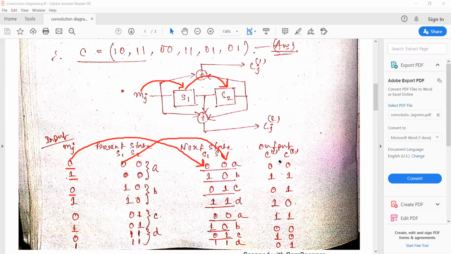And the outputs C1 and C2 will be calculated from the diagram. As you know, C1 is the XOR of M, the message, and S2. So what is the message now? Message is 0 and S2 is 0. So 0 XOR 0 will be 0, and C2 will be 1, because C2 is the XOR of 3 elements. So 0 XOR with 0 is 0 and 0 XOR with 1 is 1. In this way we have to make this table.